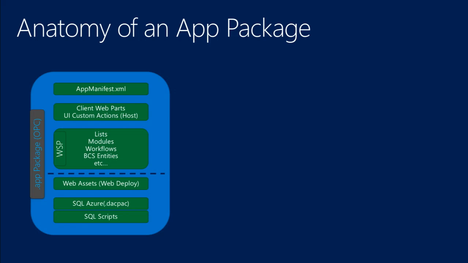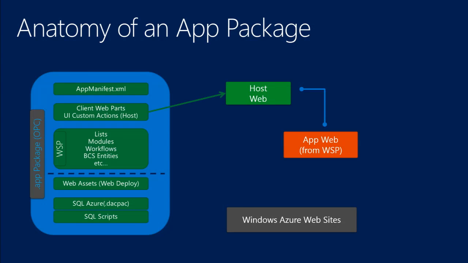As well as SQL Azure scripts for if you have things that are being hosted in an external database. So the key things to know is that the client web parts and UI custom actions will get deployed to the host web. The lists and WSP contents will get deployed to the app web. And these other web assets, if you're in an auto-hosted model, will get deployed to Windows Azure websites.